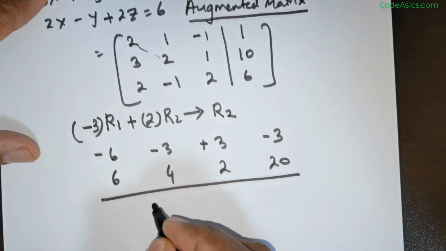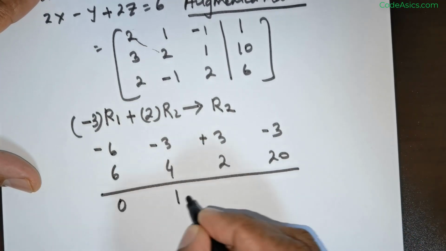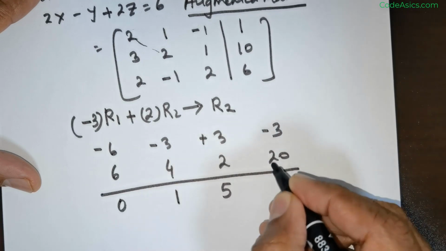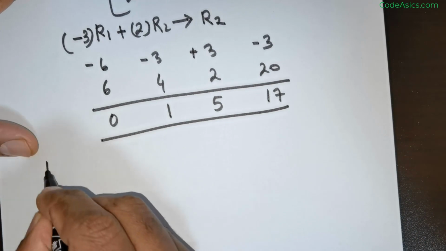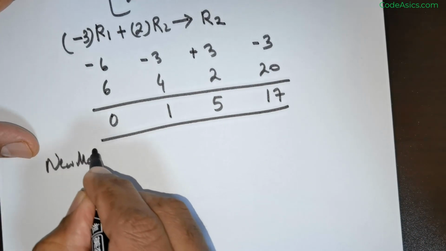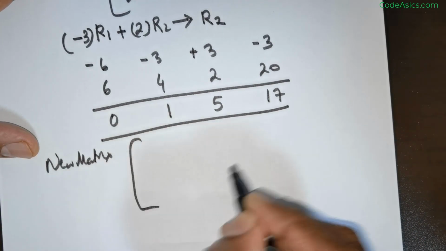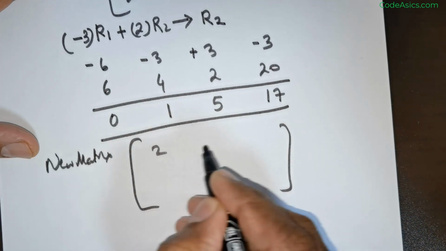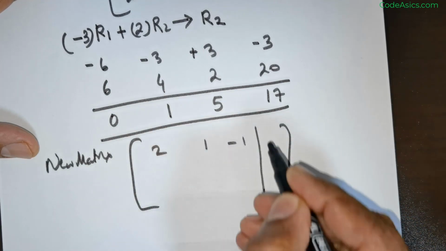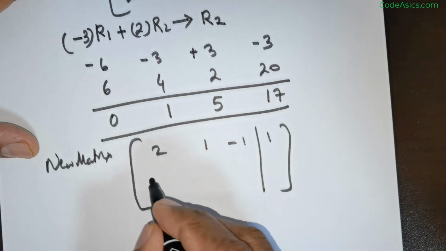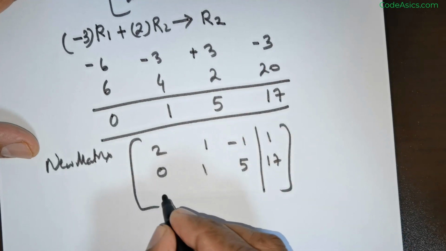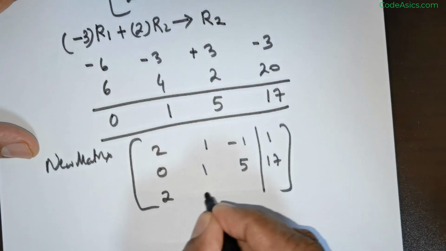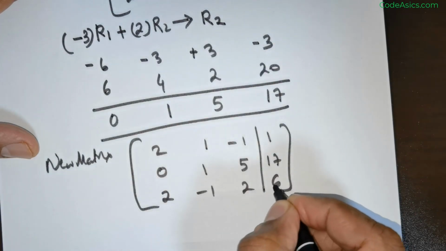Now we add them both. This will be 0, this will give me 1, this is 5, this is 17. So this is the new matrix. Row 1 stays as it is, so it's going to be 2, 1, negative 1, draw the vertical line, and 1. This is row 2: 0, 1, 5 and 17. And row 3 is 2, negative 1, 2 and 6.